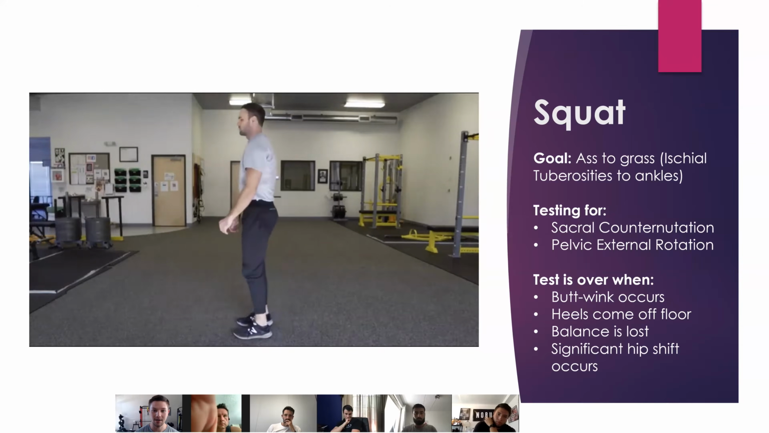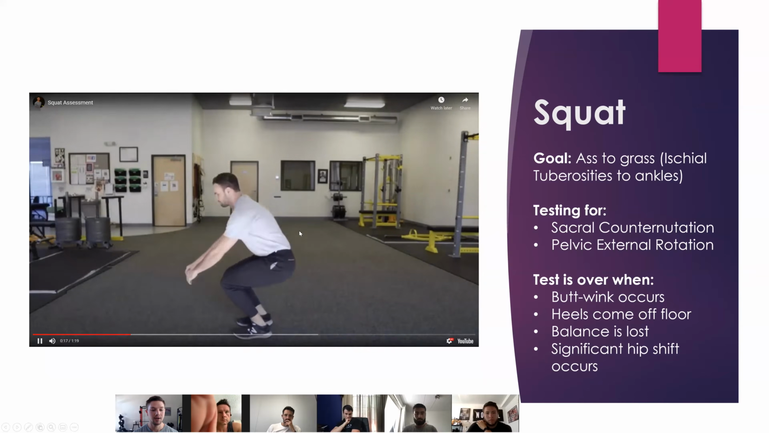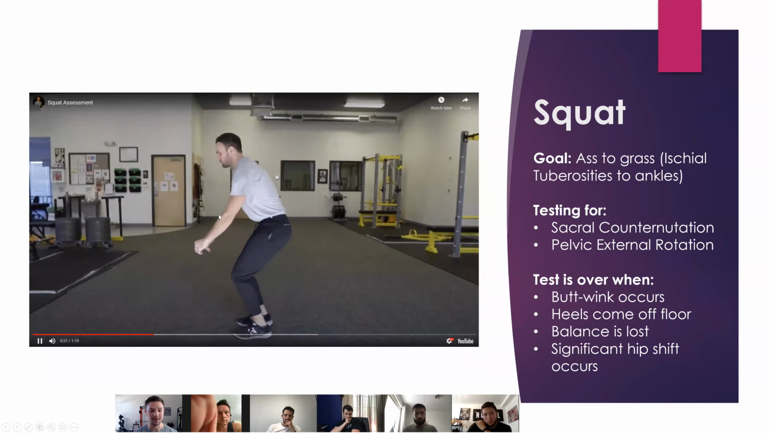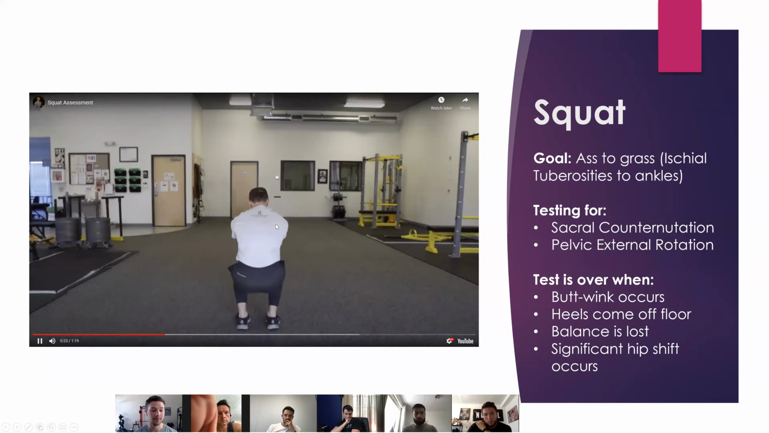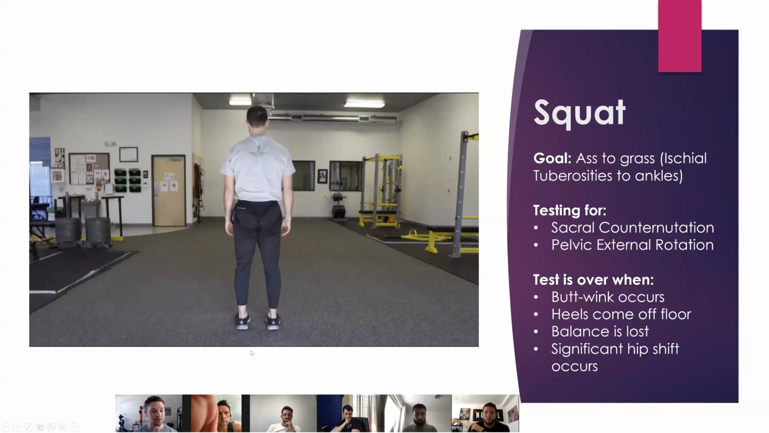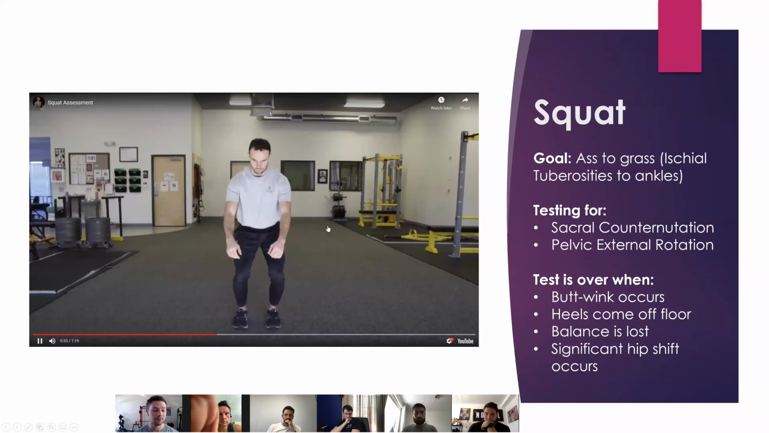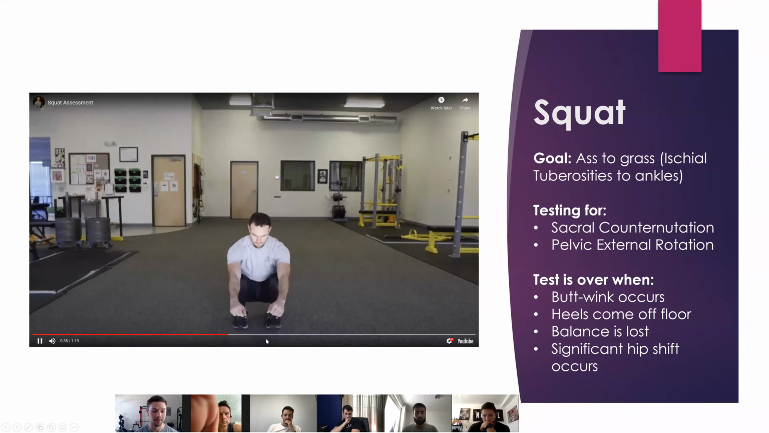This is Kyle right here. Notice how he is really doing a good job of not overly rounding his back. I would call this okay. What I'm looking for is a hip shift. I'm looking for the heels coming off of the floor. If their balance gets lost, then that is also an indication that he's probably compensating in some way.